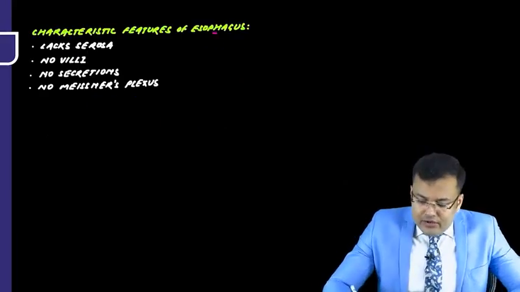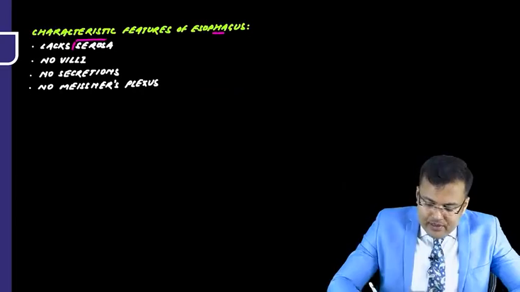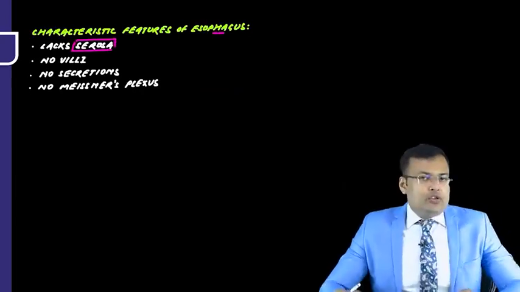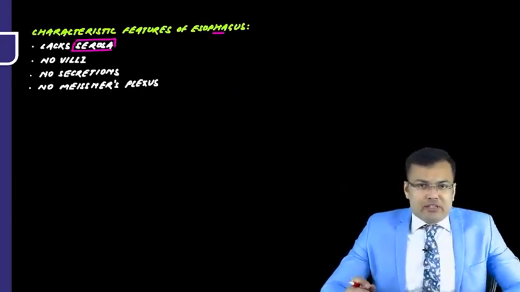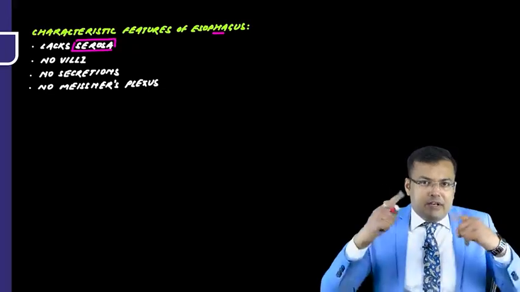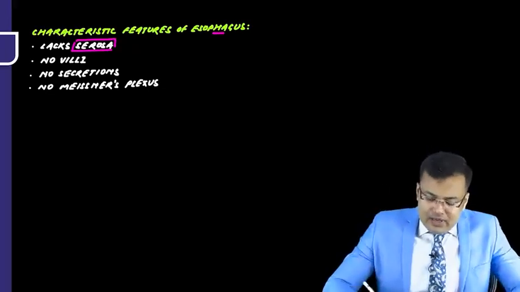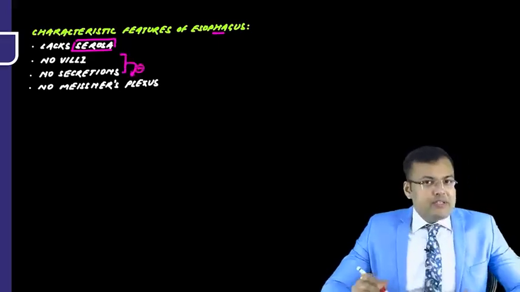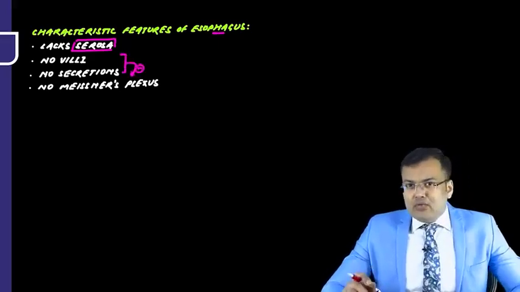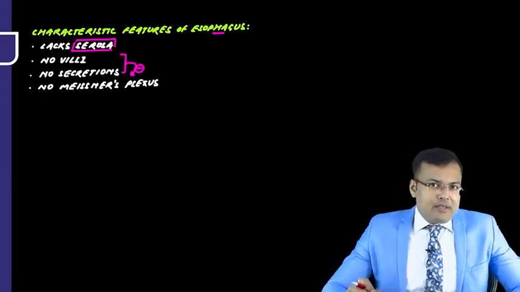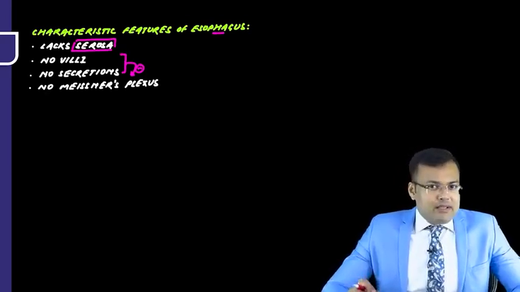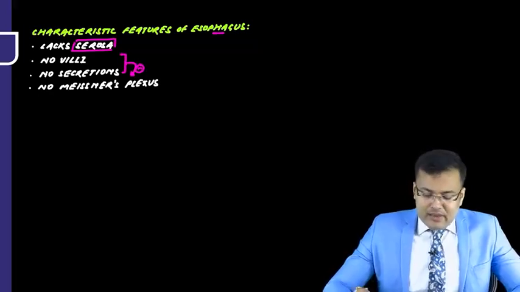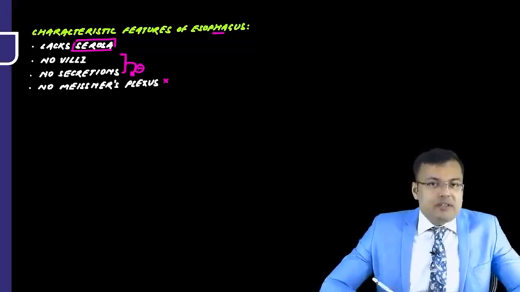Now see the important characteristic features related to anatomy. You know that in esophagus there is no serosa, no villi, no secretions. And what is the function of Meissner's plexus? Villus movement and secretion. So there is no Meissner's plexus also. In GIT there are 2 kinds of nerve plexus: one is Auerbach plexus and the second is Meissner's plexus. Here there is only Auerbach plexus.